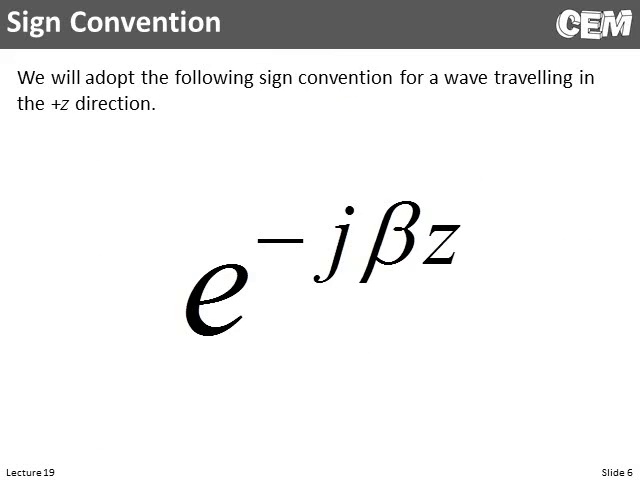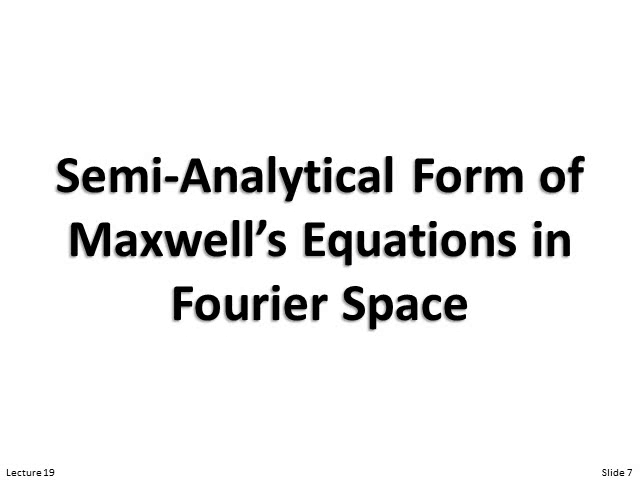In this formulation, we're going to adopt the e to the minus j beta z sign convention. We could just as easily have chosen the positive e to the positive j beta z, but the vast majority of the literature adopts this, so we're going to stick with that here. So we're going to repeat some of what we discussed in the lecture where we converted Maxwell's equations to Fourier space, because we're going to put these equations in just a slightly different form that we call semi-analytical form, and we're not going to Fourier transform the z coordinate. We will leave that analytical, but I think you'll follow the steps a lot more quickly now that we've been through the Fourier space lecture.